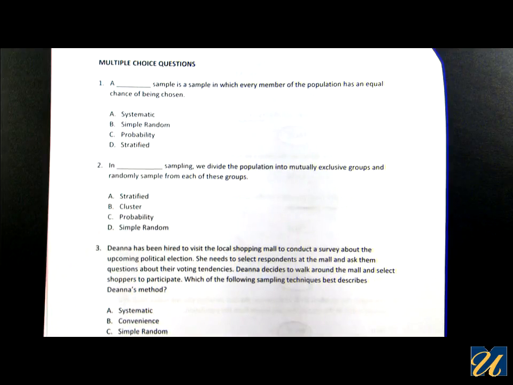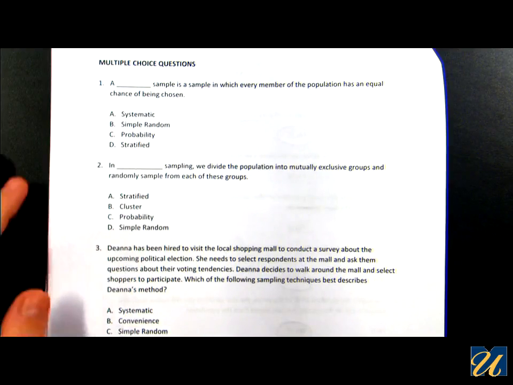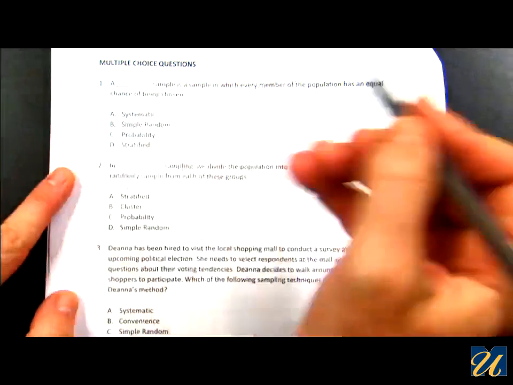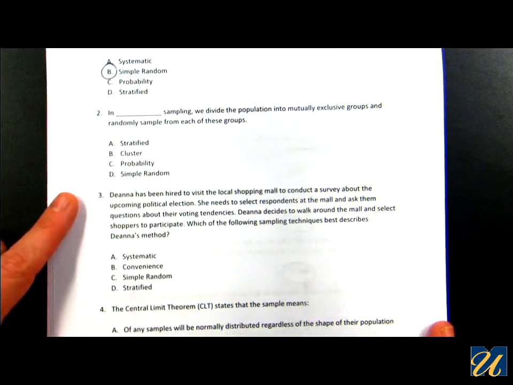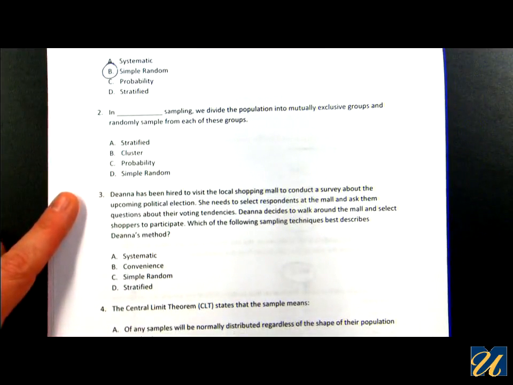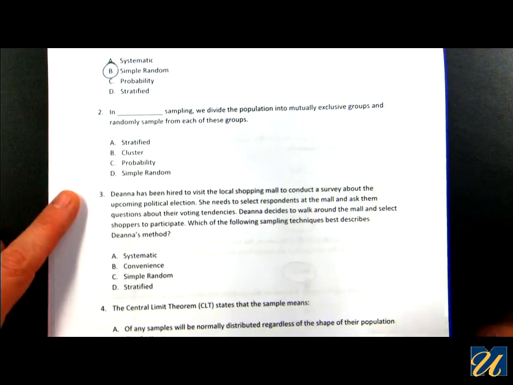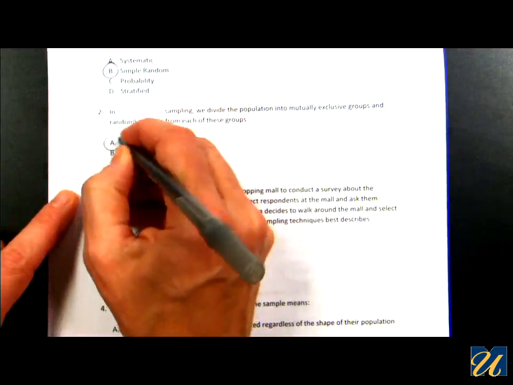A what sample is a sample in which every member of the population has an equal chance of being chosen? This would be a simple random sample. In a what sampling, we divide the population into mutually exclusive groups and randomly sample from each of these groups? This would be the stratified sampling.